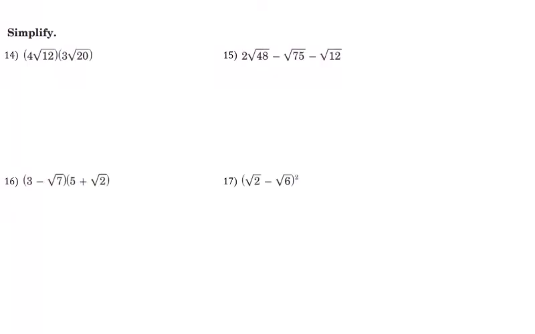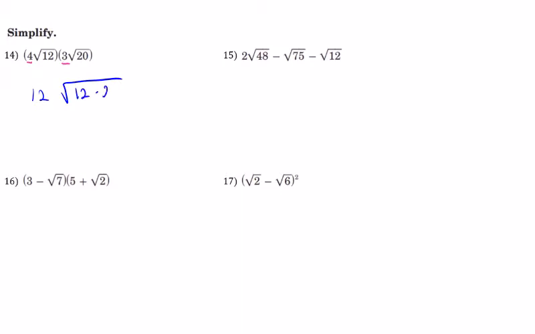All right, so number 14, here we're multiplying now, and we have coefficients right in front of the radical. We have values outside, and so all you do is just really intuitively multiply whatever's outside with whatever's outside. So 3 times 4 is 12, and then I'm going to multiply whatever's inside together.